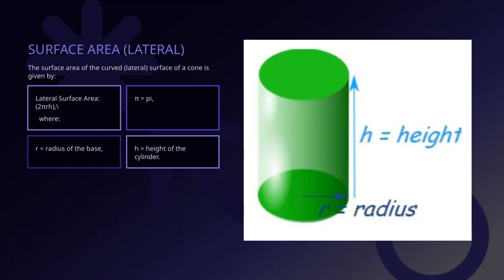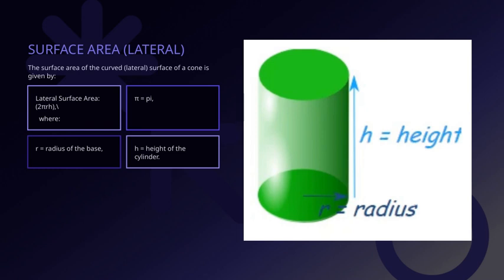Now let's talk about the surface area of the lateral, or curved, surface of a cone. The key formula here is lateral surface area, which is given by 2 pi RH. This might look a bit complex at first, but let me break it down. The R represents the radius of the cone's base, which is the distance from the center to the edge. Pi, of course, is the mathematical constant approximately equal to 3.14, and H is the height of the cone, measured from the base to the tip.